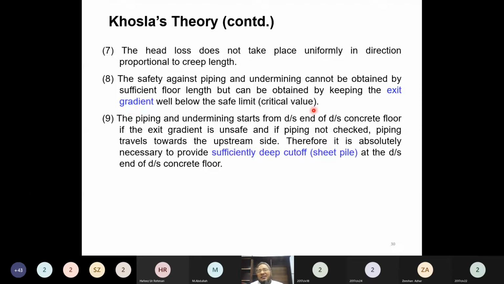What is the safe limit? That is the critical value given by Khosla. So number 9, the piping and undermining starts from the downstream end. This we know very well. The piping will start from the downstream end of the downstream concrete floor if the exit gradient is unsafe. Unsafe means if the exit gradient is more than the safe gradient, okay? And if piping is not checked, what do you mean by checked?